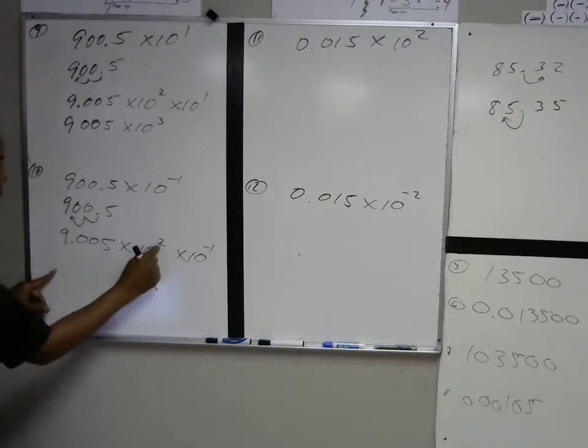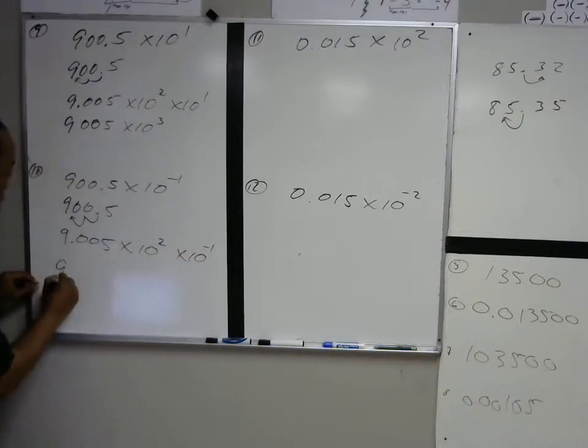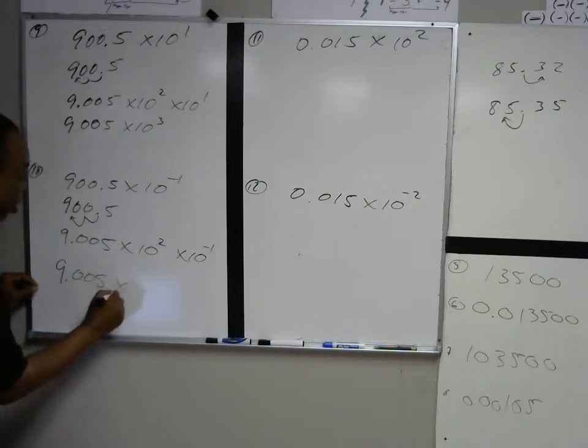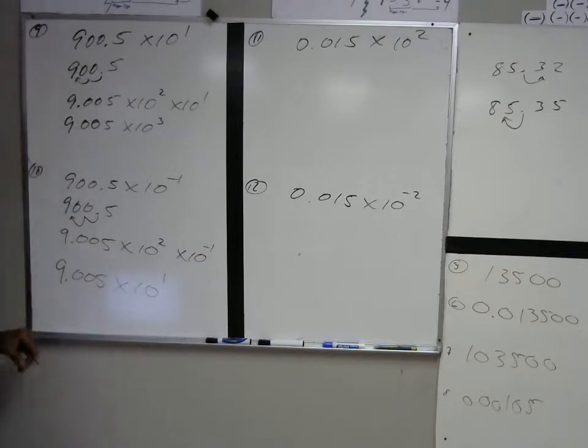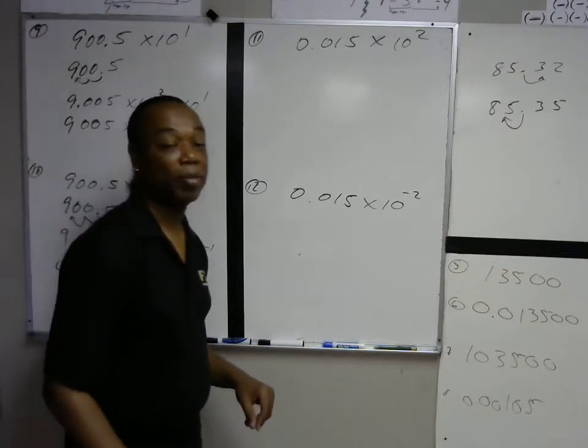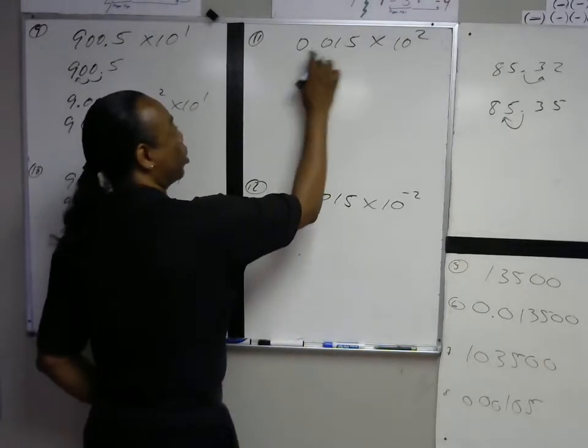And from here, we're going to combine these 2 exponents. So we get 9.005 times 10 to the first power. When we combine 2 and negative 1, we get a positive 1. Okay, take a look at number 11. Okay, we want to convert this.